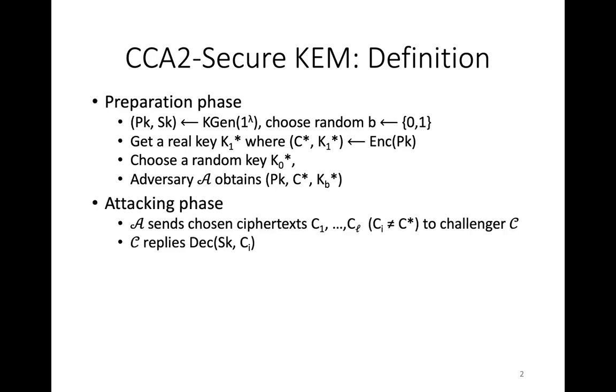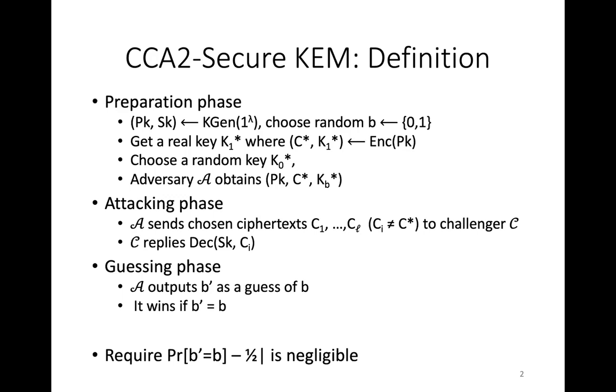In the attacking phase, the adversary sends over ciphertexts C1 to CL, asking for decryption of them. The restriction here is that none of those chosen ciphertexts are the same as the challenge ciphertext C star. The challenger replies to the ciphertext query by running the decapsulation algorithm. Finally, in the guessing phase, the adversary outputs a bit value B star as a guess of B. It wins the game if B star equals B. We say a KEM scheme is CCA2 secure if the probability of the adversary successfully guessing the value B is no better than 1/2.